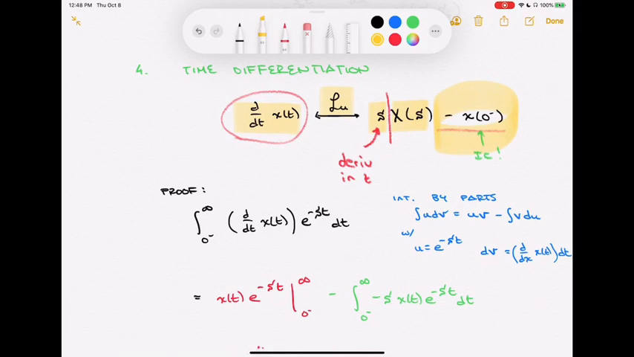The unilateral transform says I integrate from 0 to infinity of that signal, in this case d/dt x of t, multiplied by an exponential e to the minus st dt. I'm going to use integration by parts. Everybody should be aware of that from calculus. So an integral of u dv equals uv minus integral of v du. And if I set u equal to e to the minus st, and my dv is that signal x prime times the differential element dt, I can go ahead and do my integration by parts here.